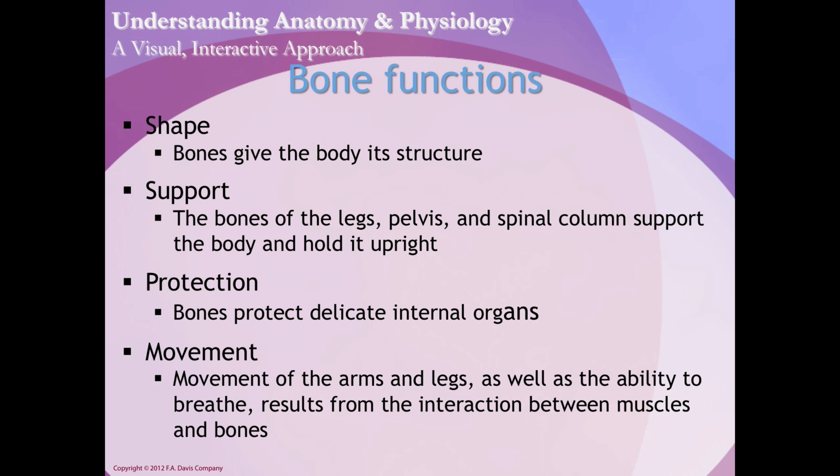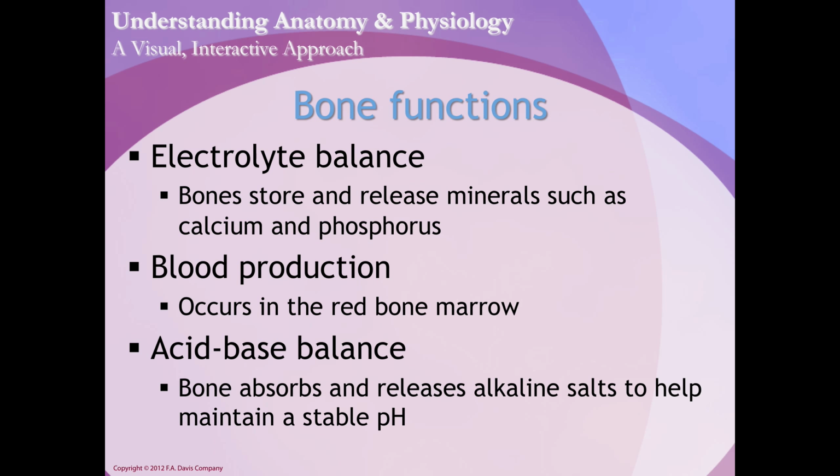Your ribs are going to protect your heart and your lungs. Movement, right? Movement of the arms and legs, as well as the ability to breathe, result from the interaction between muscles and bones. Obviously, when a muscle contracts, then a bone moves. That's what we want. Bones also help with electrolyte balance. Bones store and release minerals like calcium and phosphorus.